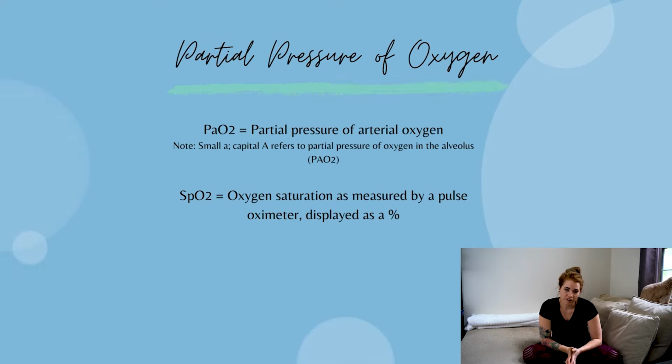Partial pressure of arterial oxygen is abbreviated to PaO2, so you'll hear me refer to it as that throughout the rest of the video. And oxygen saturation can be measured by pulse oximetry, which is abbreviated to SpO2, so you'll hear me use those two phrases throughout this video.